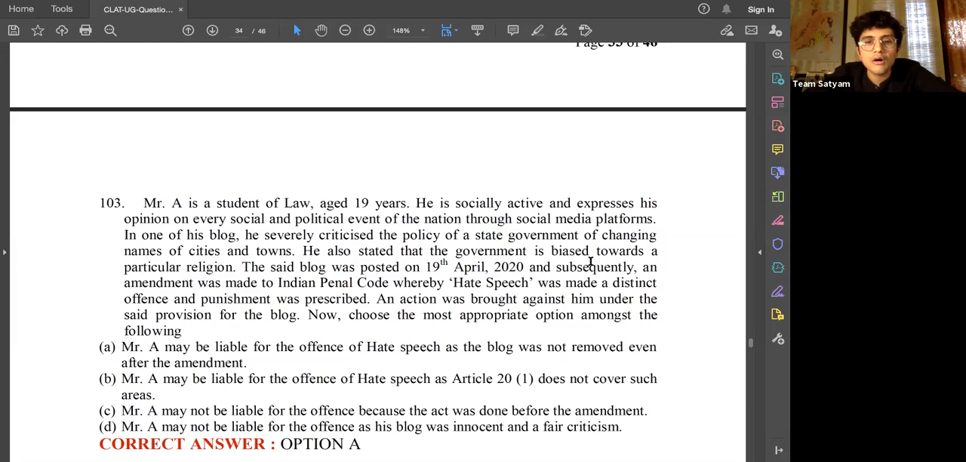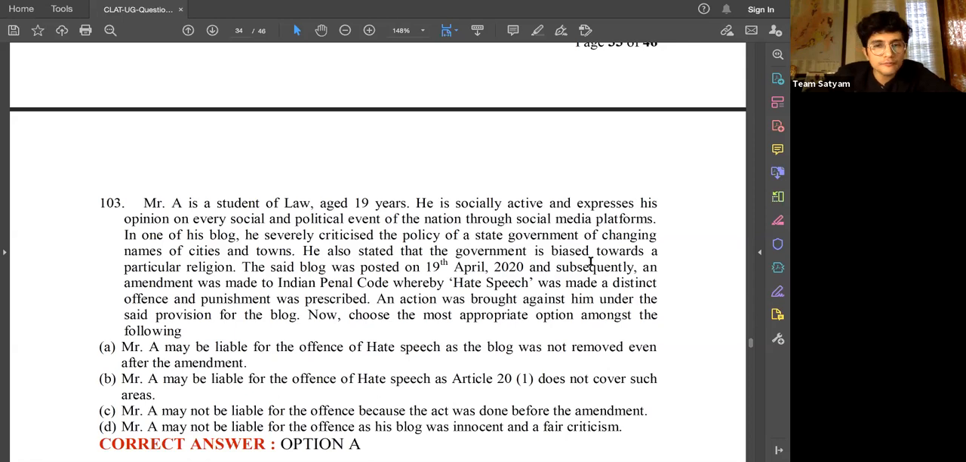It says that the blog was posted on 19th April 2020. Subsequently, an amendment was made to the Indian Penal Code whereby hate speech was made a distinct offense and punishment was prescribed. An action was brought against him under the said provision for the blog. Now choose the most appropriate option amongst the following.